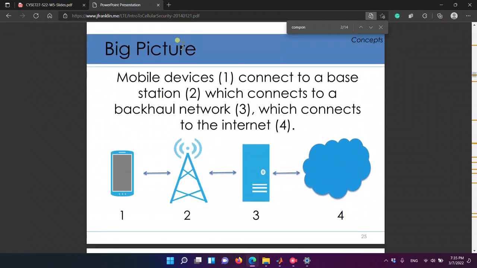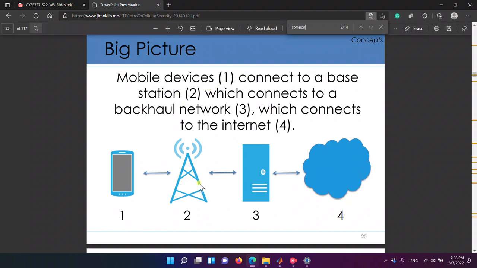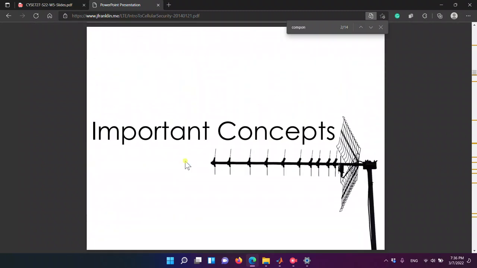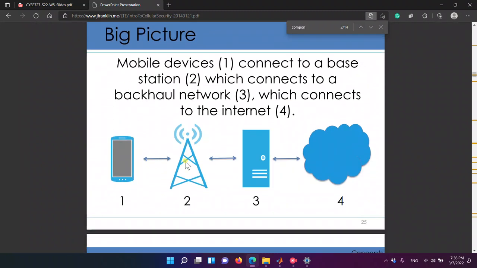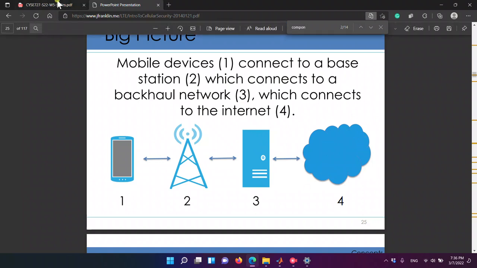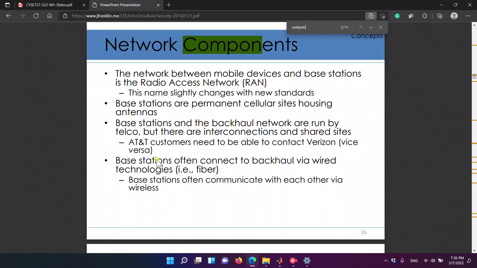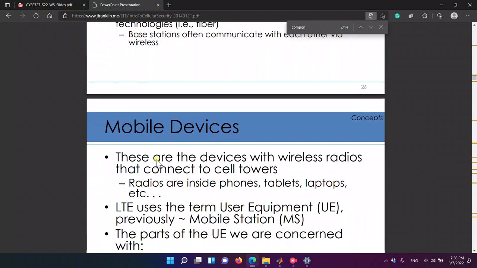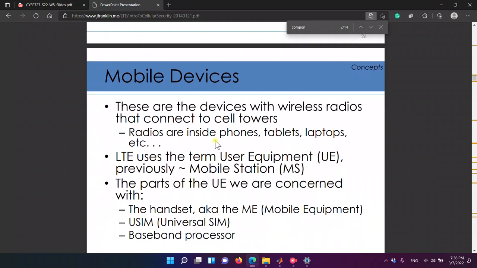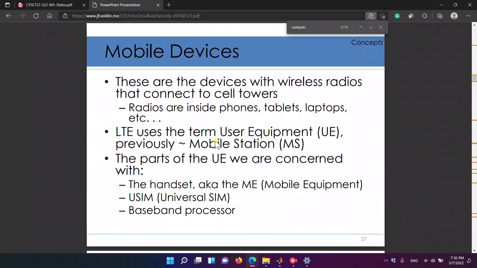Let's see. Oh, the big picture: we have a mobile device connected to a base station, which is number two, and we name it the network. It connects to a backhaul network, which connects to the internet. So the internet contains the functionality. Okay. So these are the mobile devices.